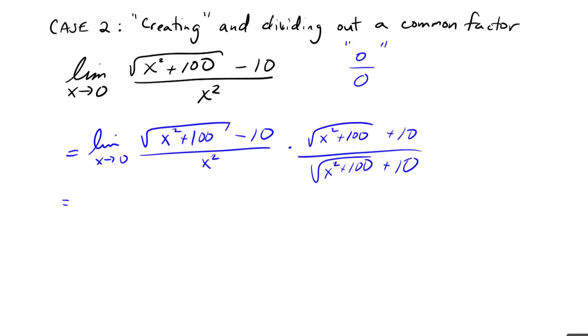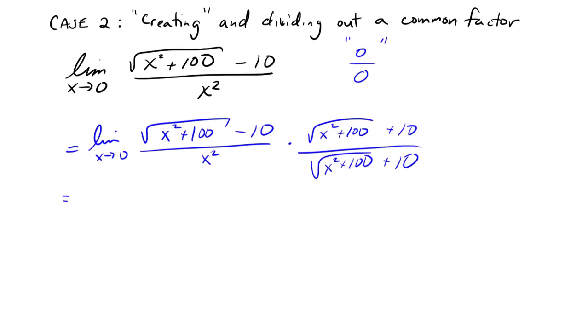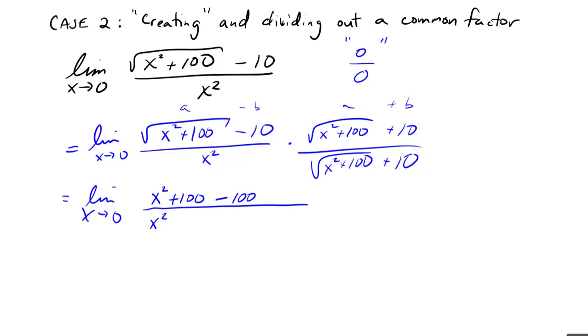All right, so when we multiply the top, remember we have an a minus b and an a plus b, which would give a squared minus b squared. So we'd get the limit as x approaches 0. We'd get the square of the square root term, which would just be x squared plus 100, minus, a squared minus b squared, b is 10, so b squared is 100, over, that's the numerator, we have x squared. Now the penalty we pay is we now have this complicated thing in the denominator, but you're going to see that that is okay. All right, so that's what we have.